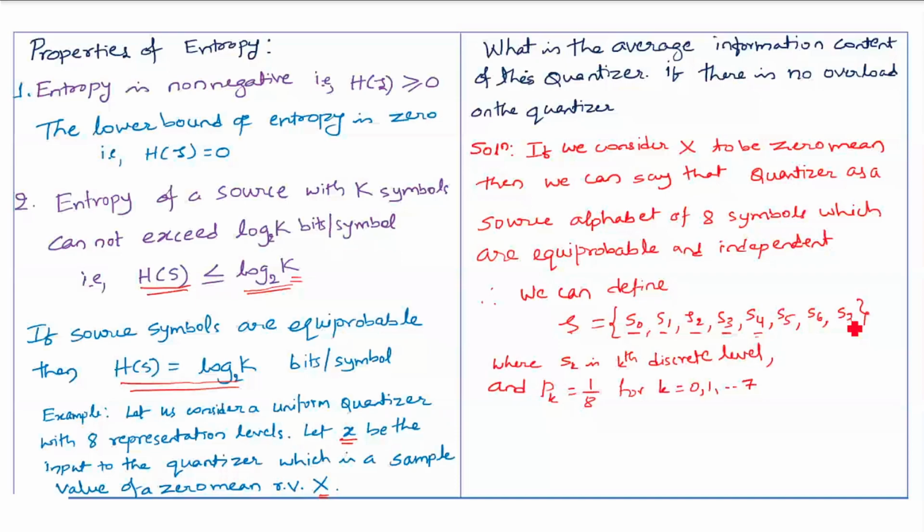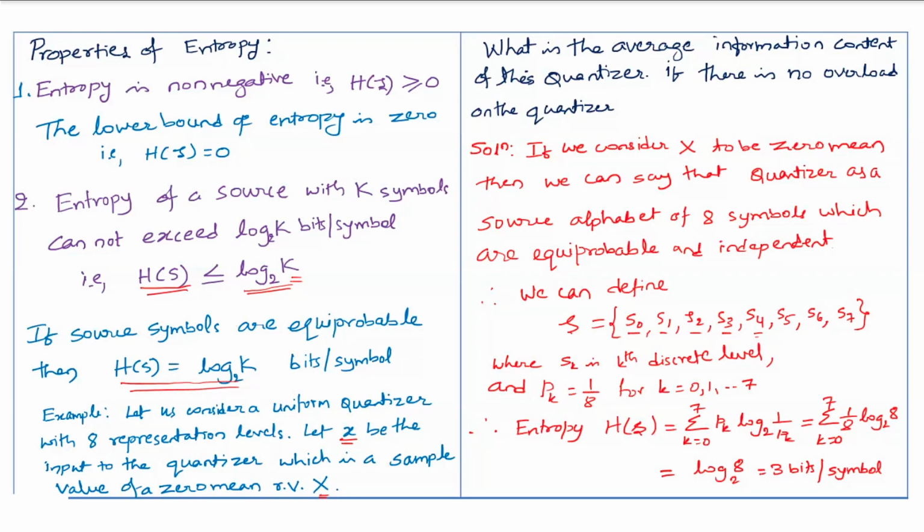Then probability Pk is 1 by 8 for k equal to 0 to 7, right? If I say these levels are equiprobable, the probability of occurrence of any level is 1 by 8. So therefore we can say the entropy of the source emitting 8 equiprobable symbols is summation k equal to 0 to 7 pk log 1 upon pk to the base 2, equal to summation k equal to 0 to 7 1 by 8 log 8 to the base 2, since 1 by 8 log 1 upon 1 by 8 is log 8.